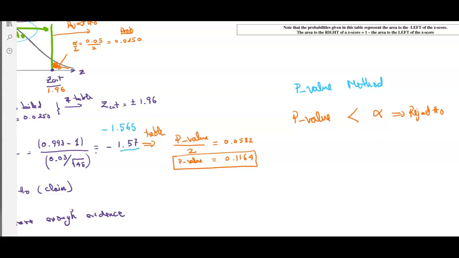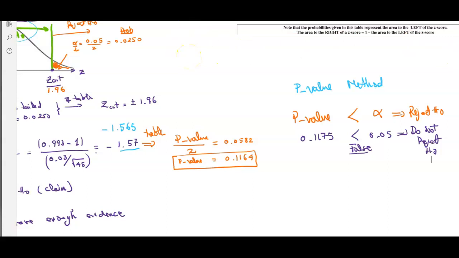So what we have here is 0.1175, and the alpha is 0.05. So obviously this statement is false. If it is false, that means not correct. The conclusion will be the opposite: do not reject A0. And again, if we did not reject A0, there is not sufficient evidence. All right, so that's the p-value method. You compare the p-value with the alpha.